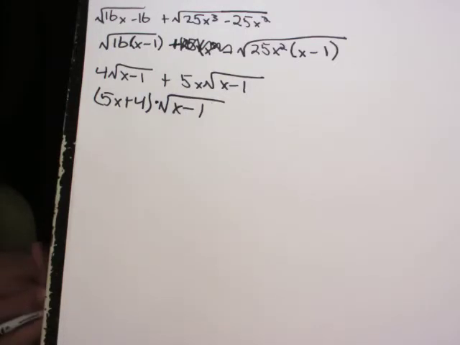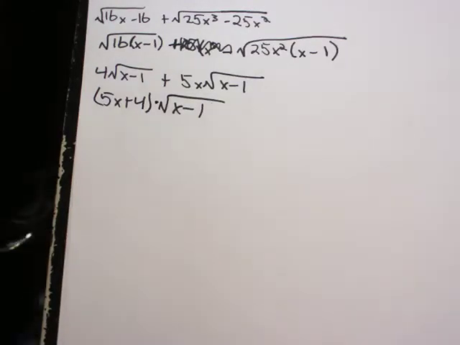So when he took out his GCFs, both of the GCFs were perfect squares. So he went ahead and took the square root of his perfect squares, which left him the same radical in both terms. He had the square root of x minus 1, which allowed him to combine the factors that had been taken out. 5x plus 4 becomes his new factor that's being multiplied by square root of x minus 1.